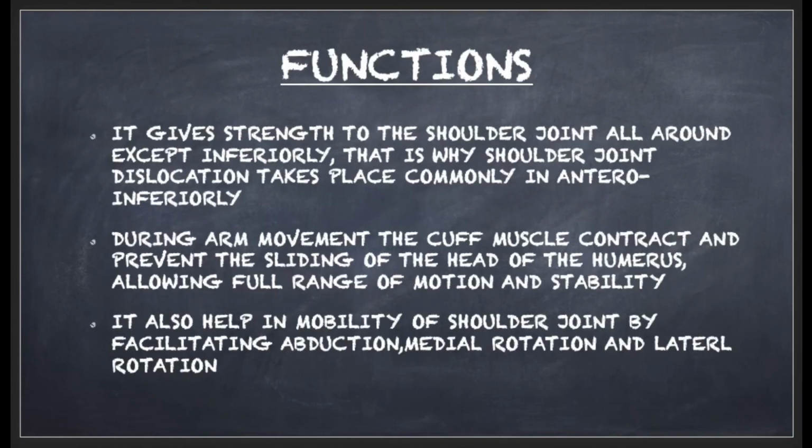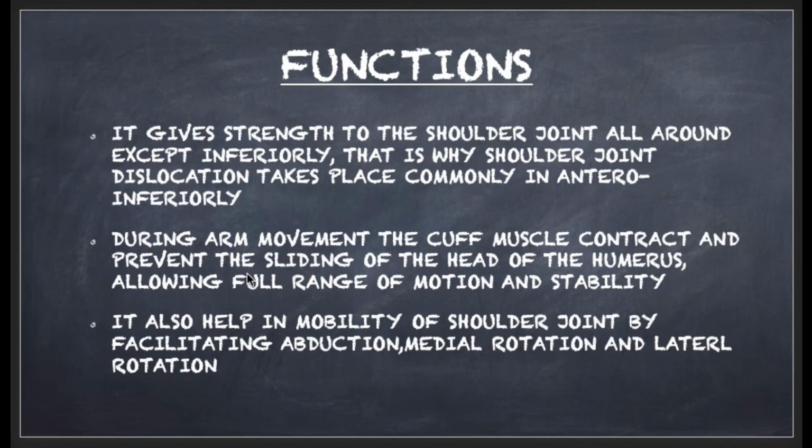Now, what are the functions of these four rotator cuff tendons? First of all, we know that they give strength to the shoulder joint all around except inferiorly. That is why shoulder joint dislocation commonly takes place anteroinferiorly. So this can be an explain why: why shoulder joint dislocation takes place anteroinferiorly, and you have to explain it by the rotator cuff muscles. It gets dislocated inferiorly because there are no rotator cuff muscles inferiorly.